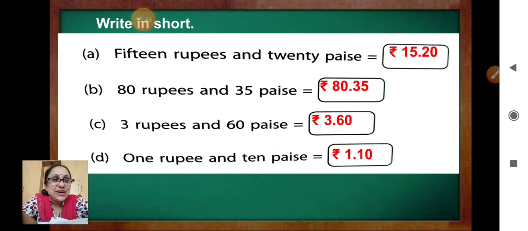Rupees 80.35. Yes. Don't write P. Rupees 3.60. Rupees 1.10. That is for 10 paise. No need to write P. And don't forget to give the dot, write the dot, otherwise your answer will be wrong. Okay, finished? Question D.